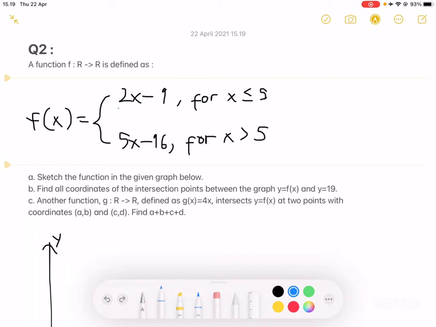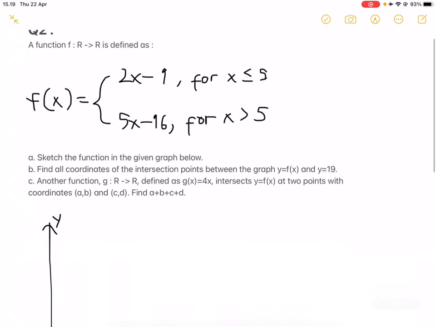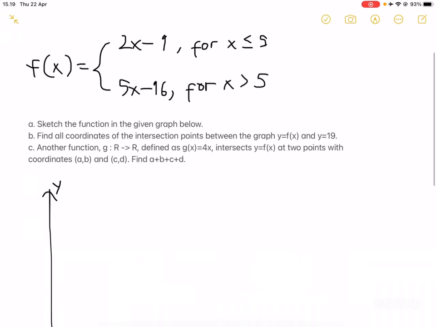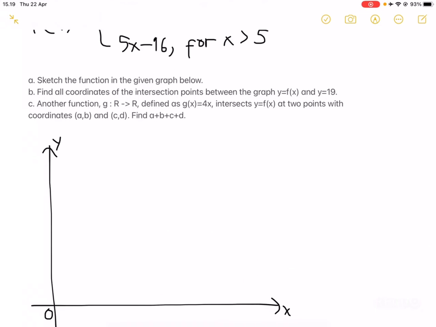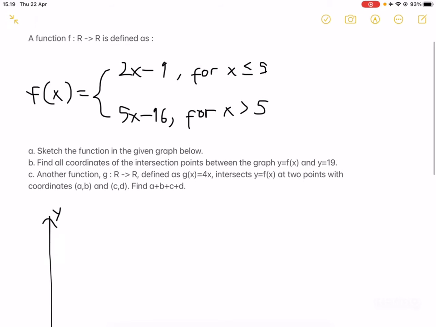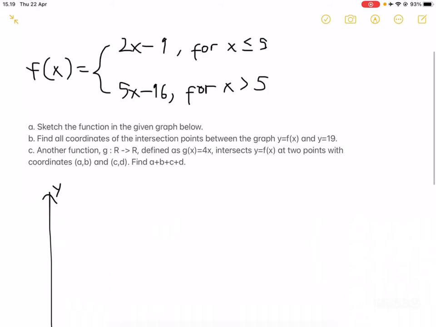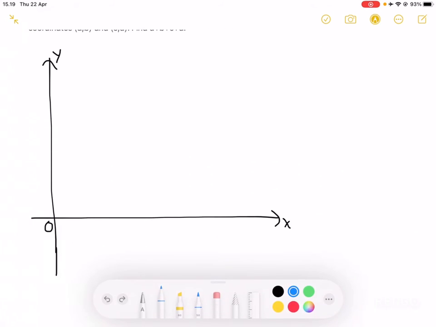So f of x is 2x minus 1 for x less than or equal to 5, and it is 5x minus 16 for x larger than 5. So f of x has two different definitions based on the domain of x. So let's just sketch the function in a given graph. First, let's draw the first part, which is 2x minus 1. And this is valid for x less than or equal to 5, which we will mark around there. So it will be 5.